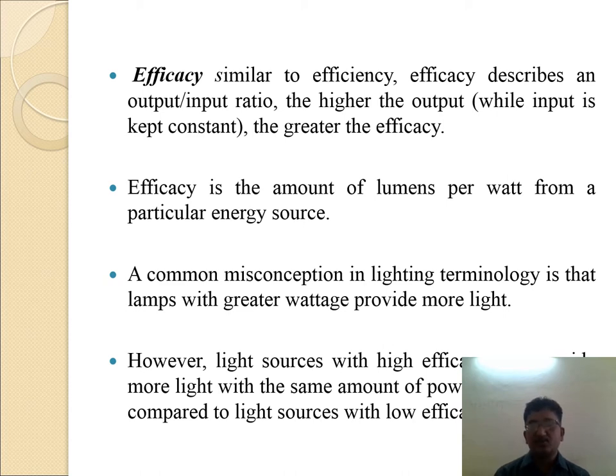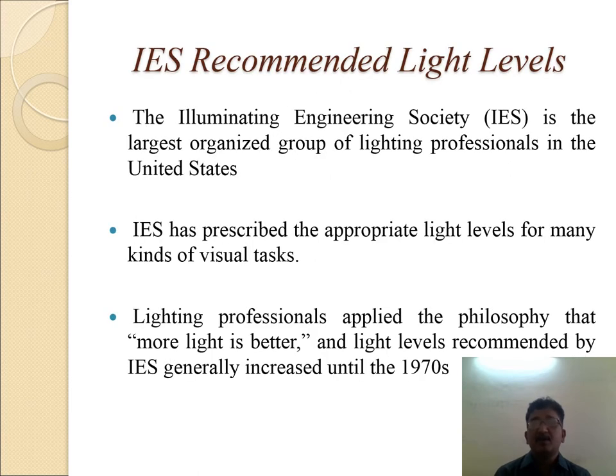Here, what is the output? The output is lumens per watt. And what is the input? The energy consumed by that equipment. So efficacy is the amount of lumens per watt from a particular energy source. In lighting technology, a lamp with greater wattage provides more light. However, light sources with high efficacy give more light for the same amount of power.